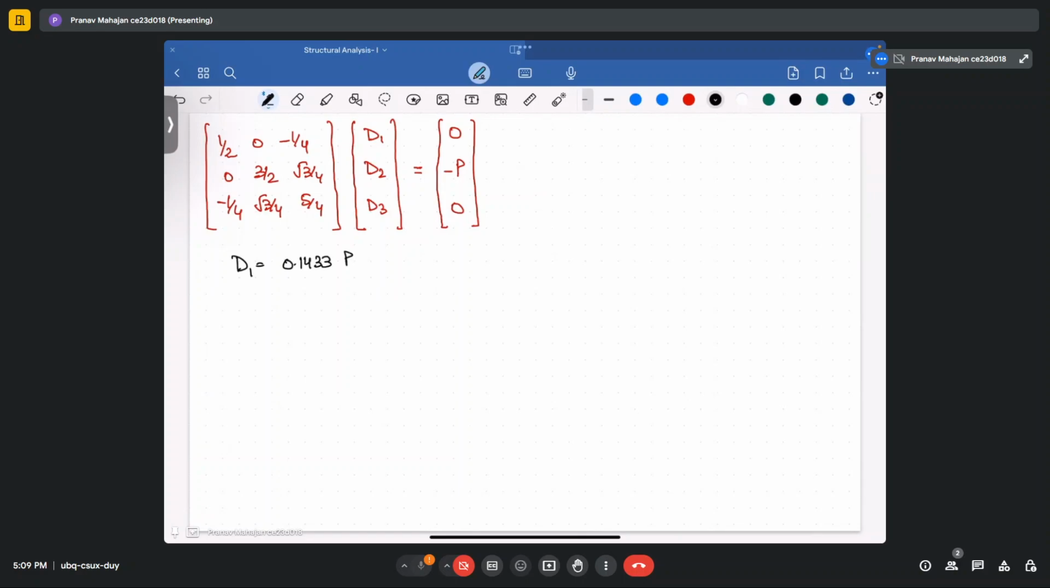Solving these equations, you will get D1 equal to 0.1433 PL upon AE. Your D2 will be equal to minus 0.750 PL upon AE. And your D3 will be equal to 0.2887 PL upon AE.